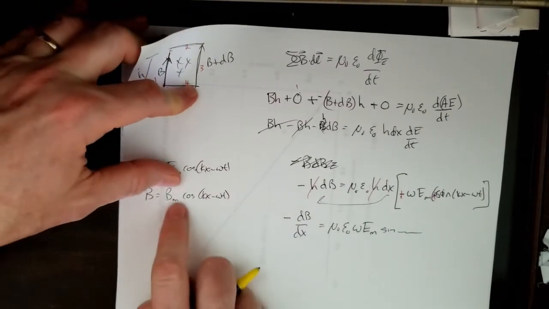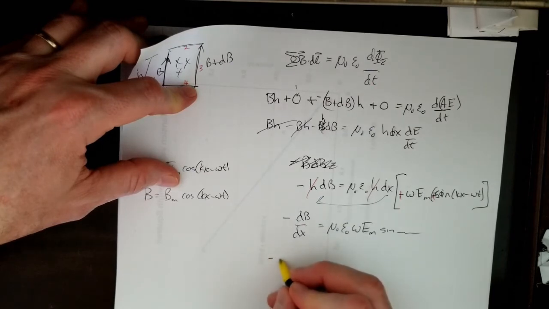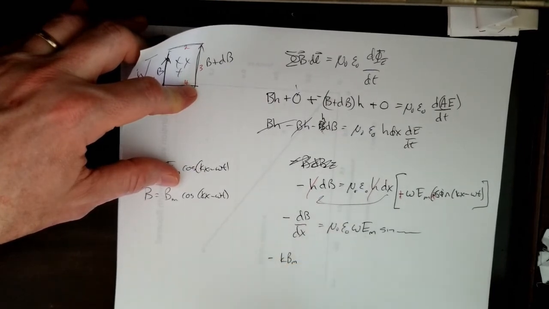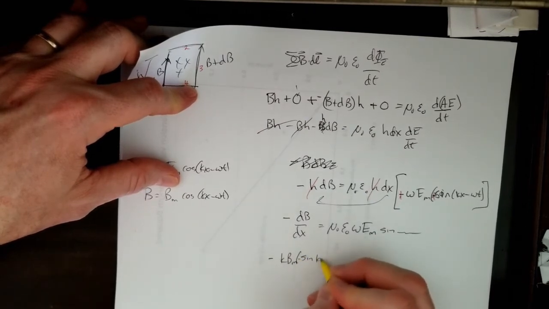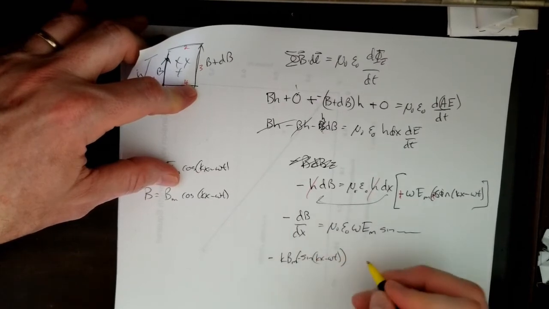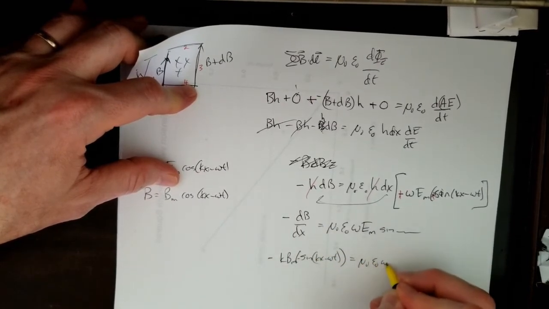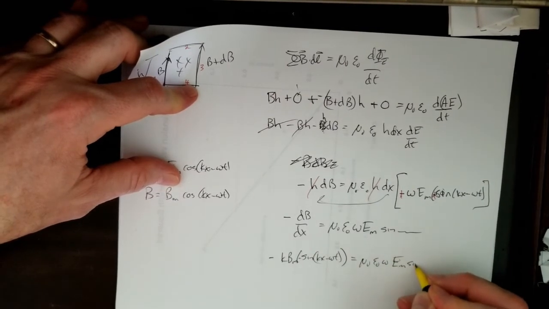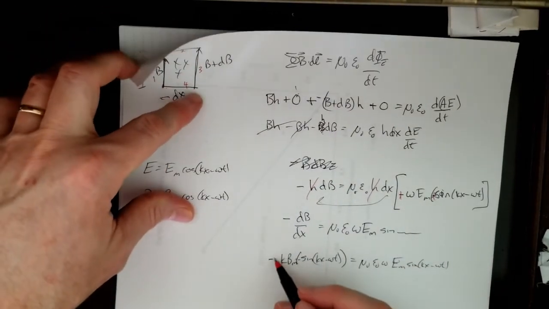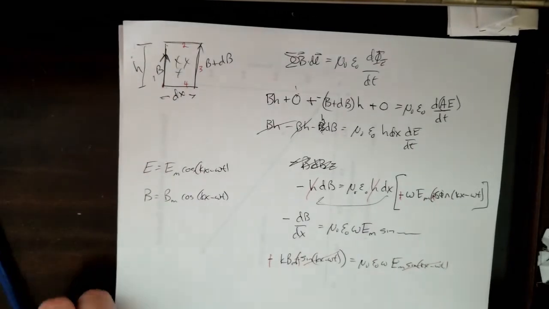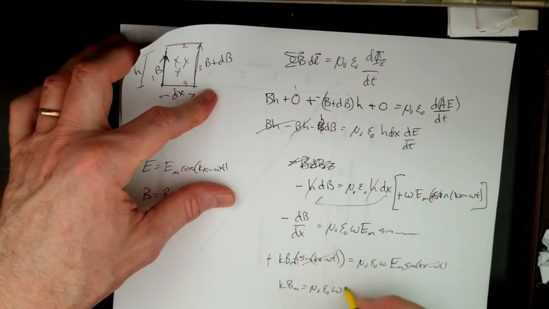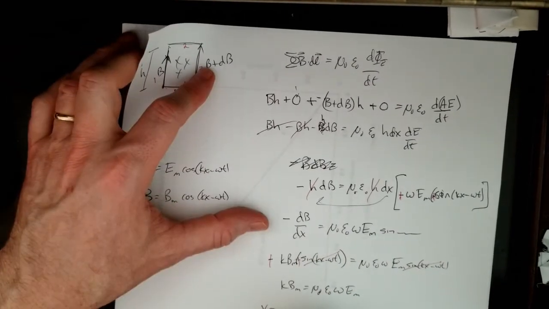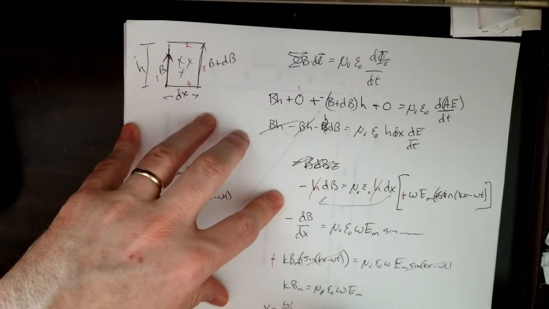dB/dx right here, so this is negative k B_m negative sine(kx minus omega t) is equal to mu sub naught epsilon sub naught omega E_m sine(kx minus omega t). The minus signs cancel out. We can get rid of the sine, and I'm left with k B_m equals mu naught epsilon sub naught omega E_m. I know that the speed is omega over k.